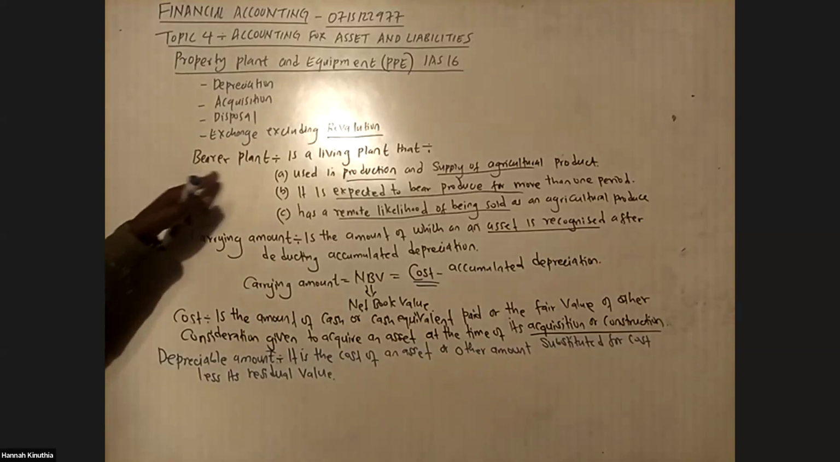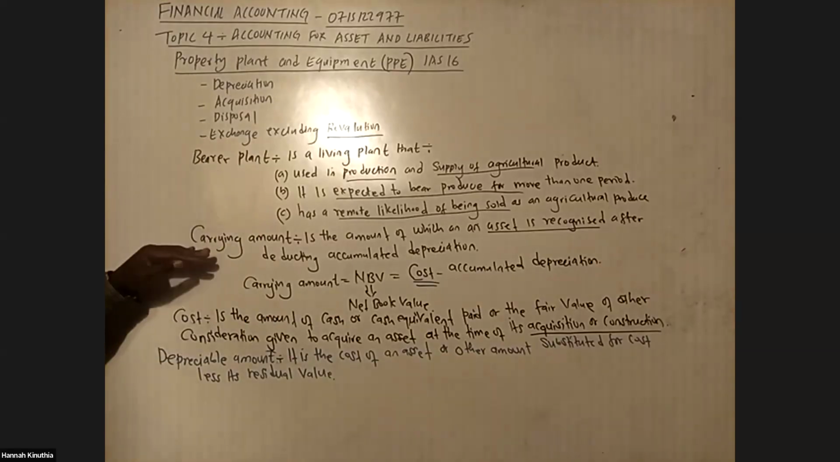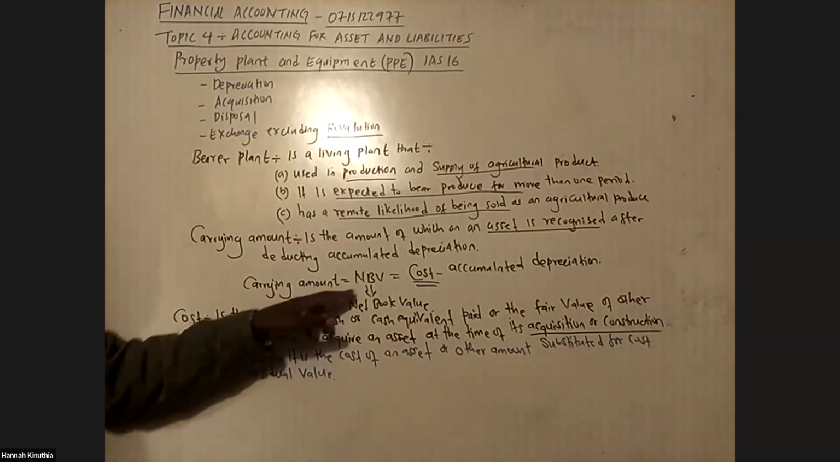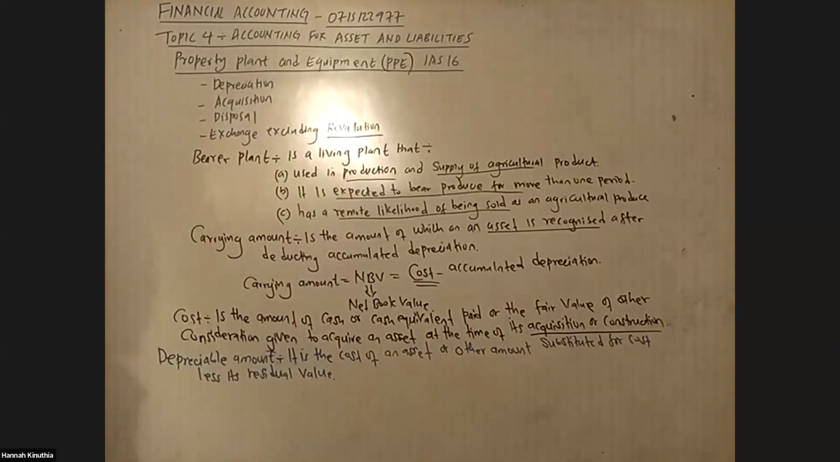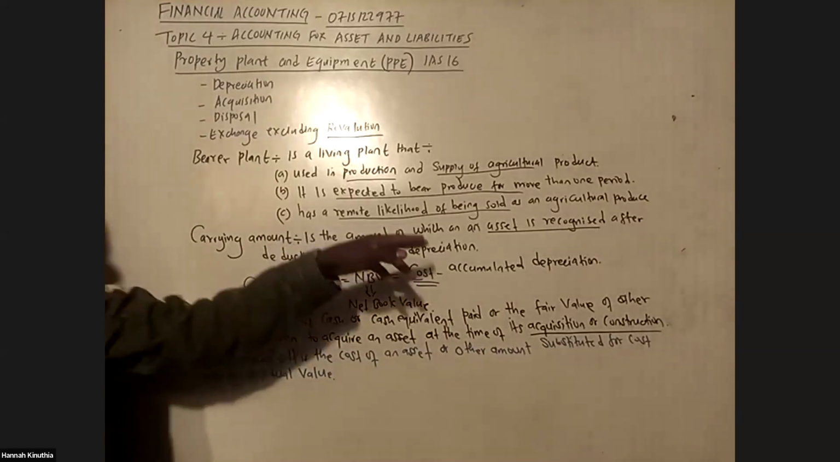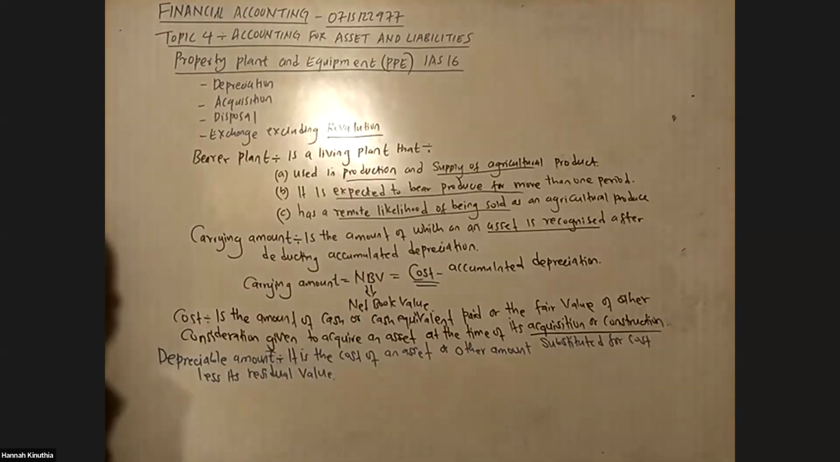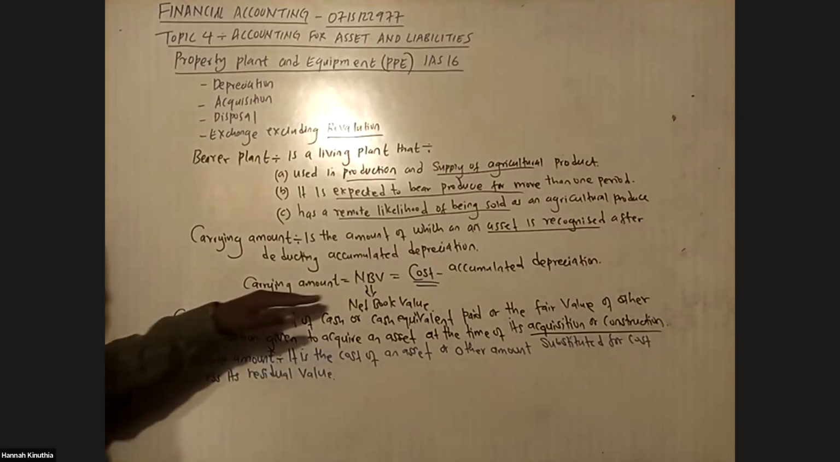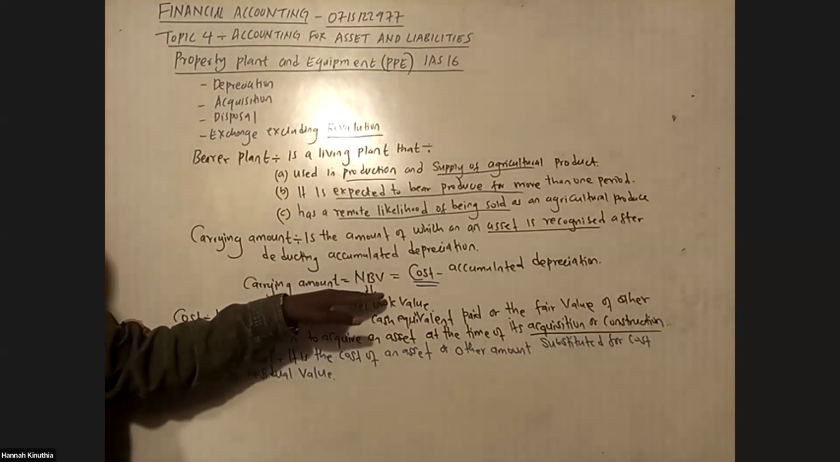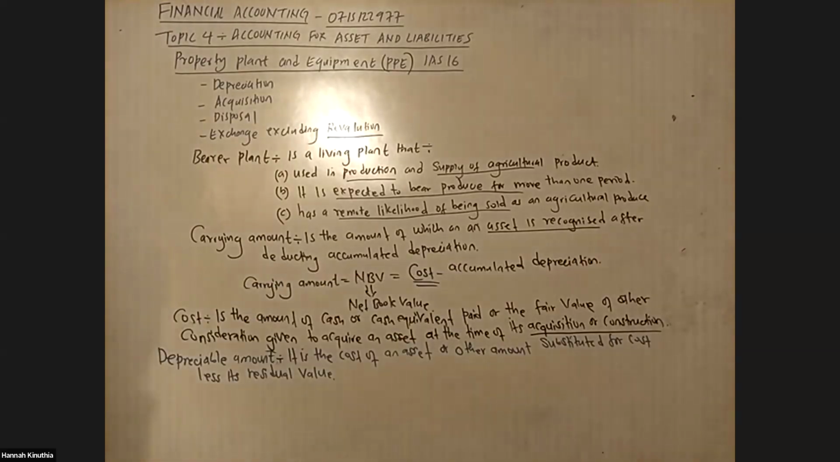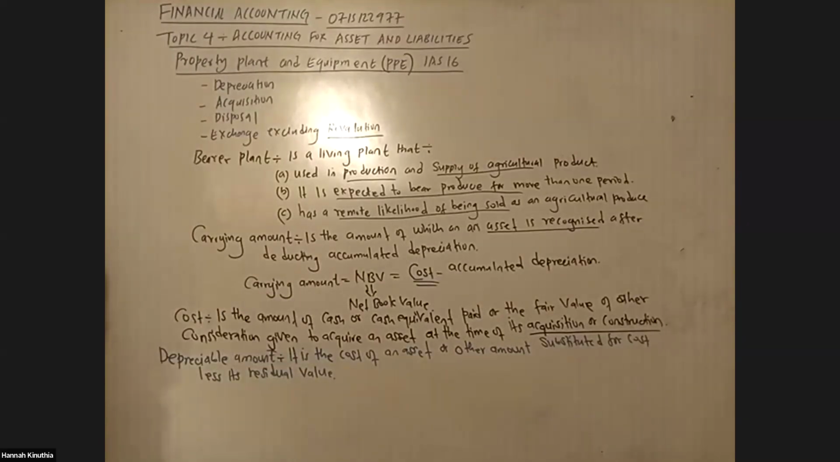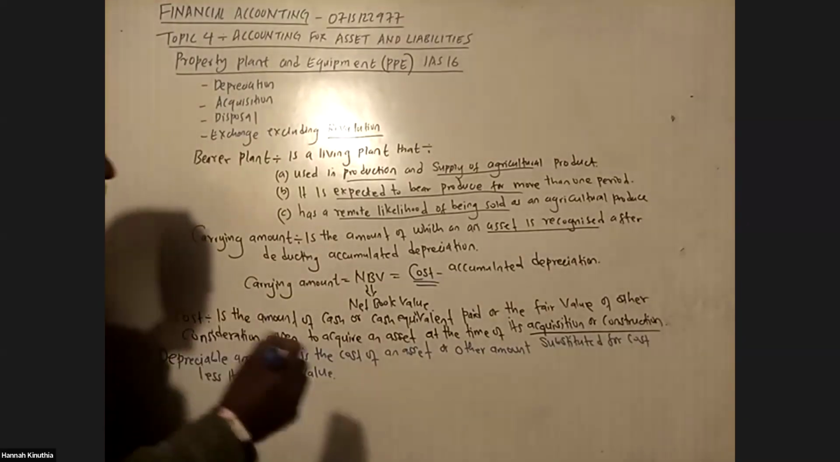That's a bearer plant. Now, you also need to know what the carrying amount is. Carrying amount is another name for the net book value, NBV. We say carrying amount is the amount at which an asset is recognized after deducting the accumulated depreciation. This is how you get it: carrying amount, which is equal to net book value, is equal to cost less accumulated depreciation. This value is the value at the balance sheet.